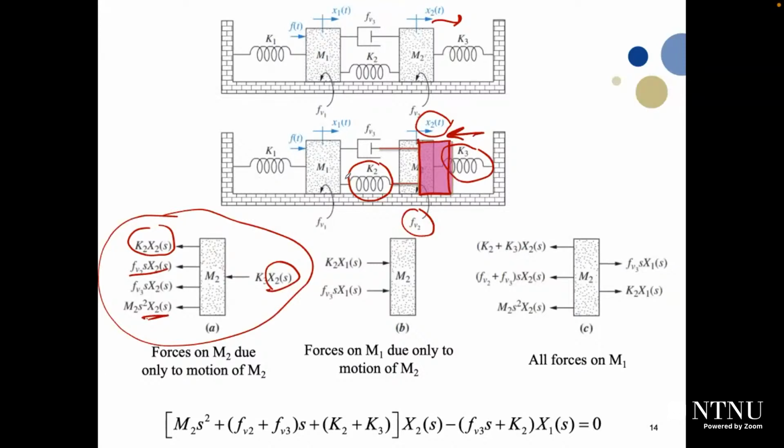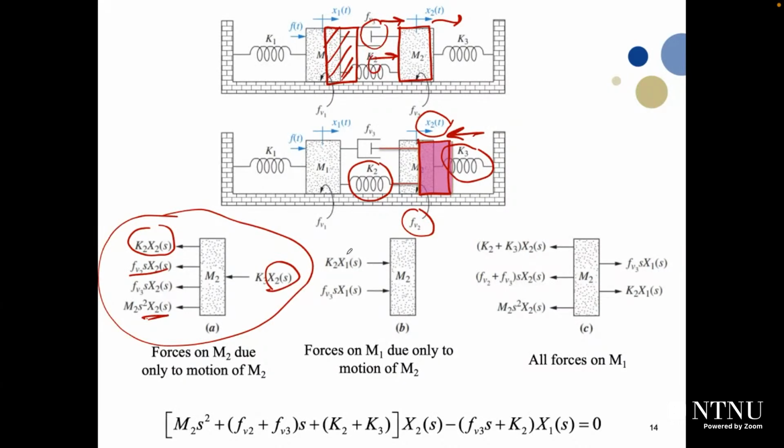We will do the opposite now. We will keep M2 stand still, and we will try to move M1 to the right side. So just move M1 to the right-hand side, as you can see here, and we will see what forces will act on M2. So in this case, when you try to push this one to the right-hand side, what will happen? In fact, FV3 and K2 try to resist this movement. So it will generate forces in M2 to the right side.